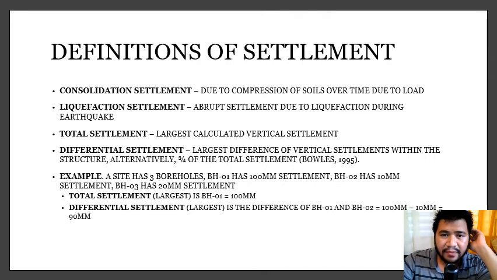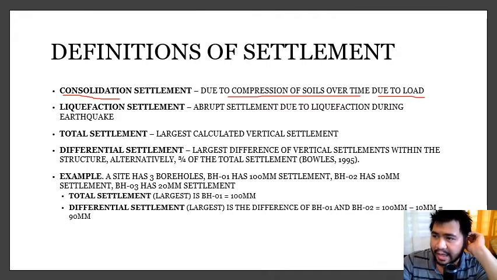Now, let's just define some terms in settlement. We have here your consolidation settlement. This is just due to the compression of soils over time due to load. So if you have a building, over time, after construction and during construction, the soil will undergo compression and you will get some settlement due to that. You also have liquefaction settlement.